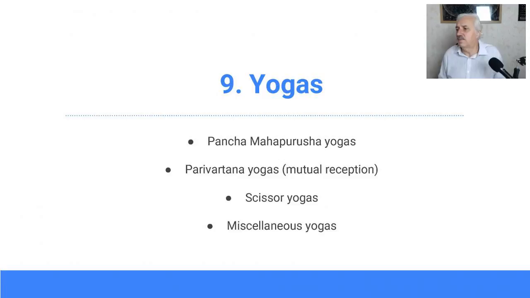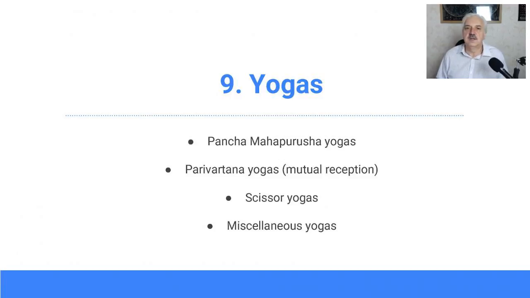Then there are Parivartana yogas. Parivartanas are similar to mutual reception, except that in Jyotish, we consider which houses those planets rule. Maybe it's a Dusthana house and so on and so on. Maybe it's a beneficial house. A little bit more complex, but similar to mutual reception in the Western astrology.